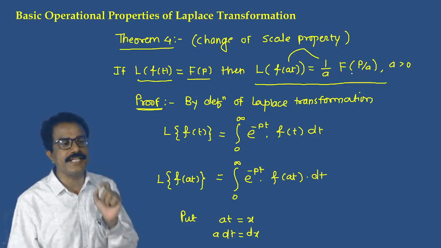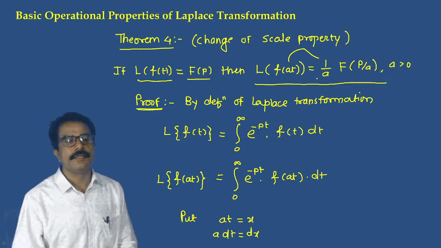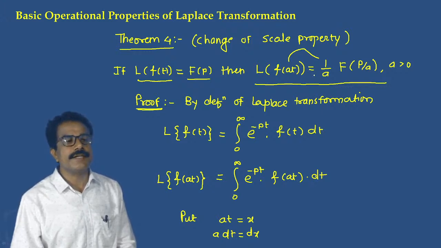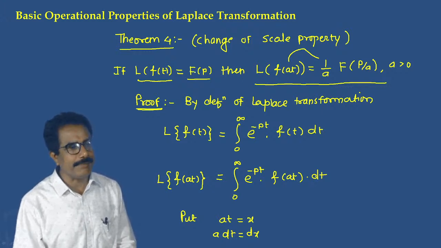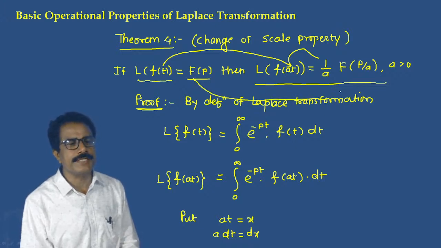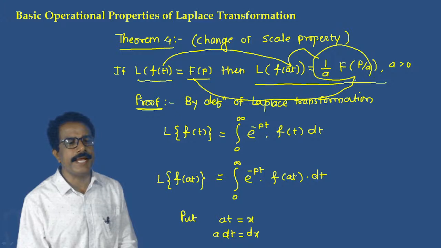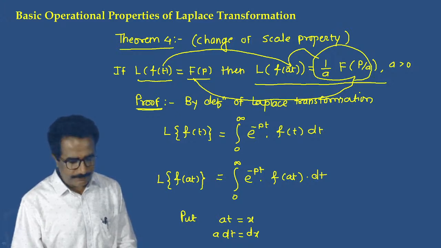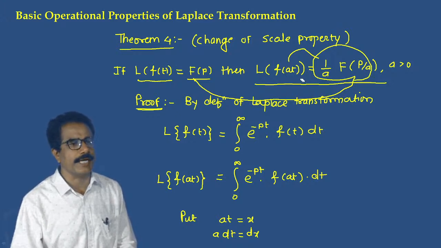This is the change of scale property. See what we have replaced here: if we take at instead of t, then the Laplace transformation becomes 1 upon a into capital F of p upon a.